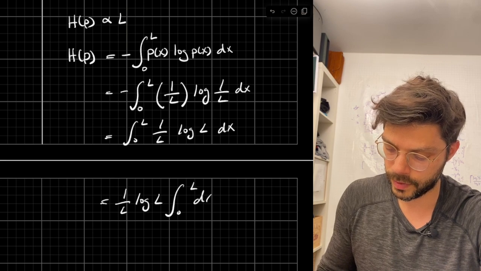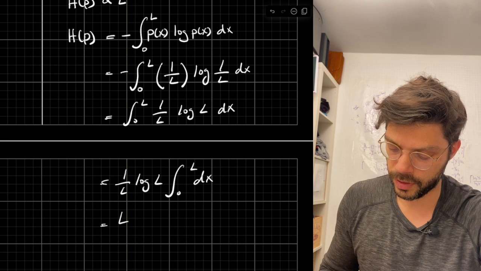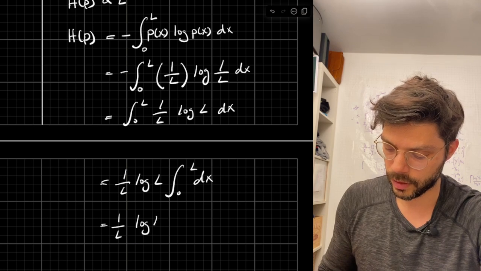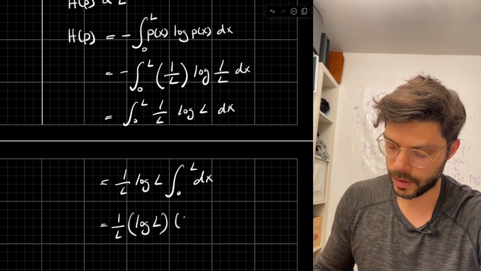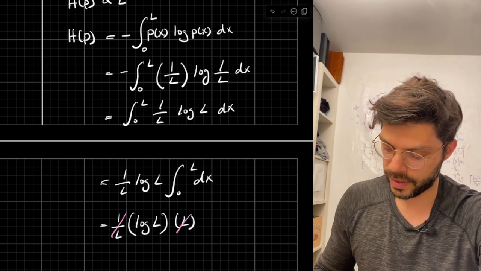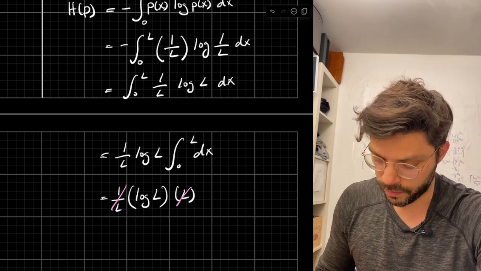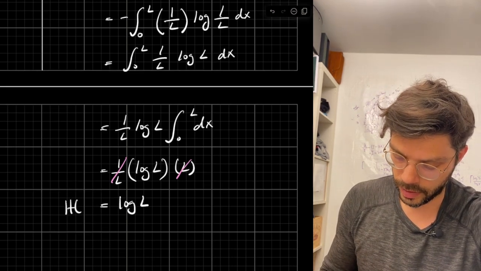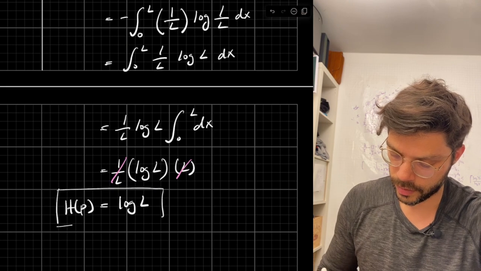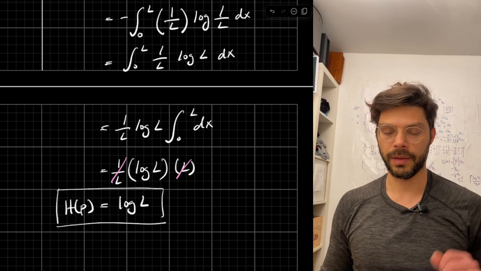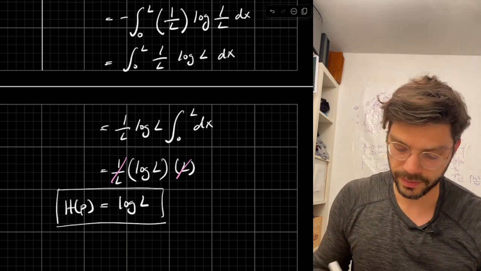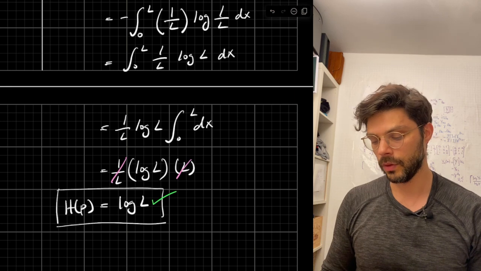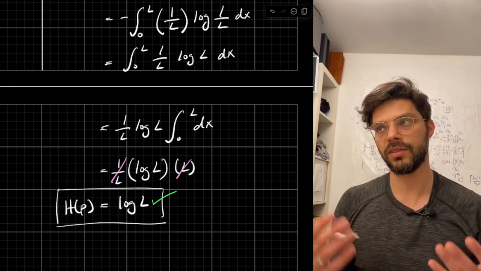So that's just going to be 1 over L times the log of L, times L. And now this will cancel out this, and we arrive at our final expression that the differential entropy H of P is equal to log of L. And that kind of makes sense. So first of all, notice that it's monotonic in L, so the larger L is, the bigger this gets. So that makes sense. It has a nice symmetry with the situation.